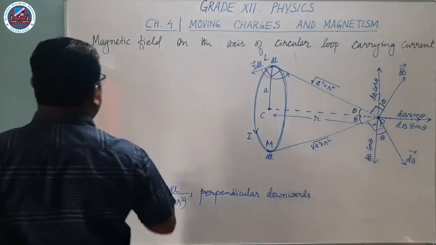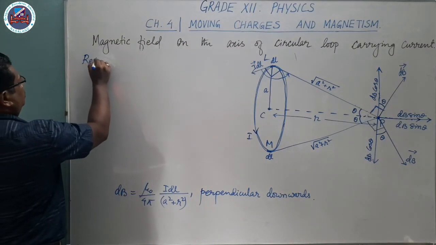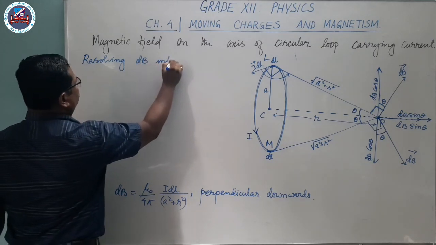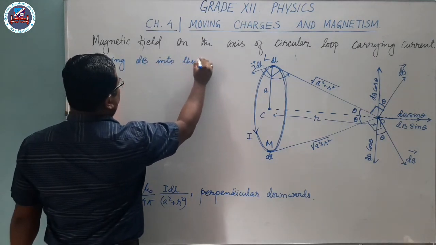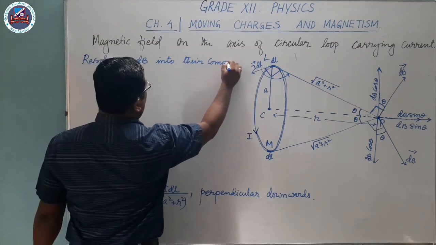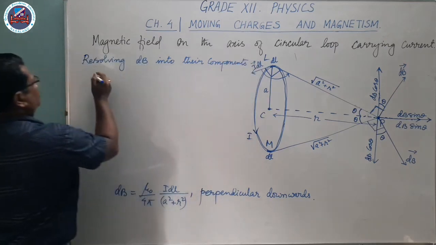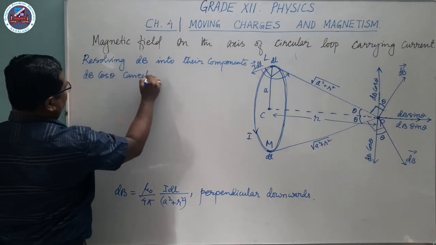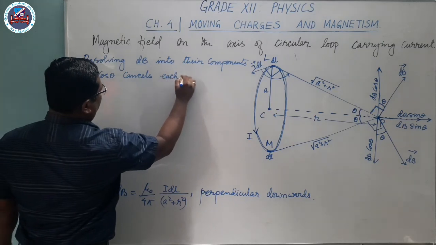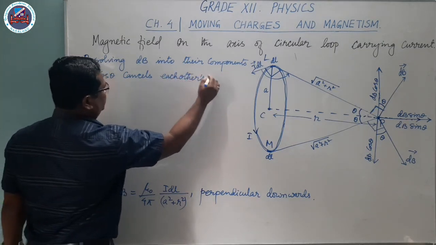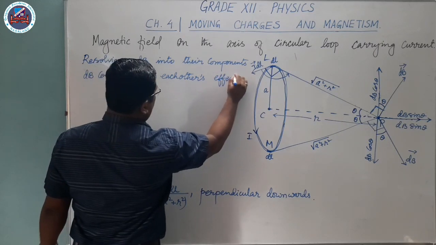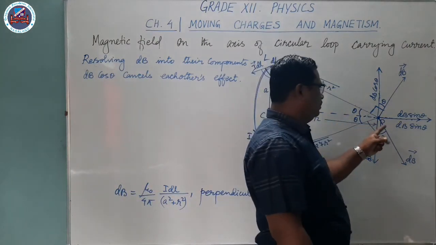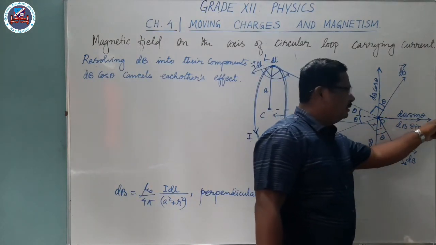So write like this: resolving dB into its components, dB cos theta cancels each other's effect. Therefore, the net magnetic field will be given by only dB sin theta.